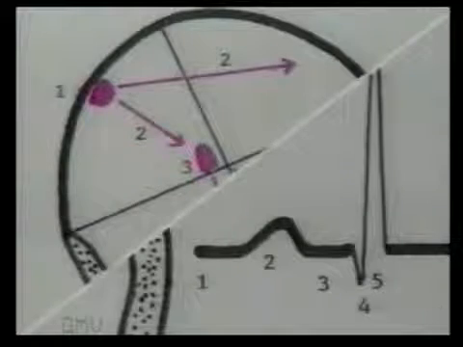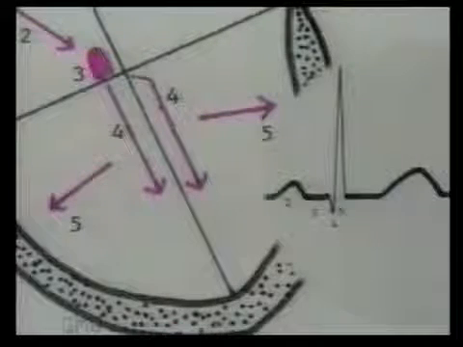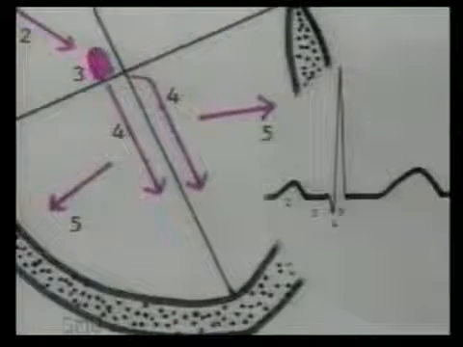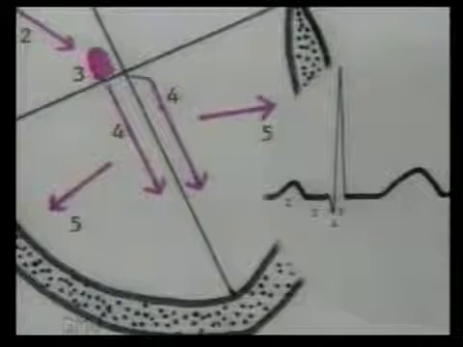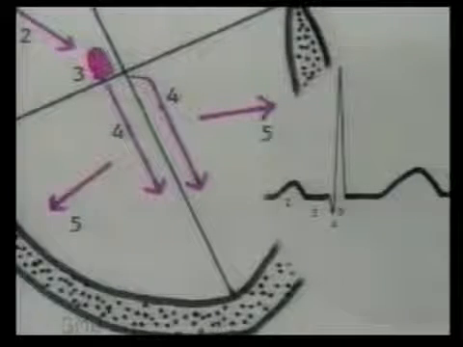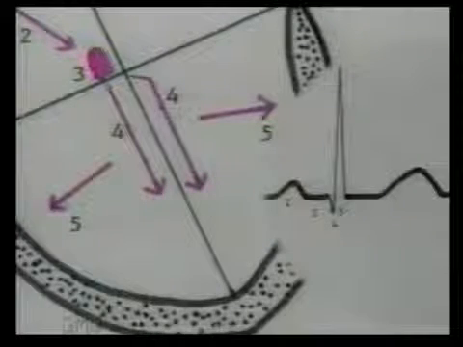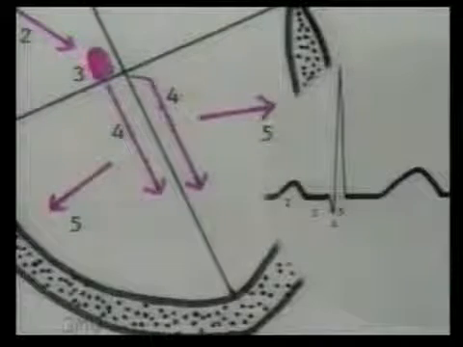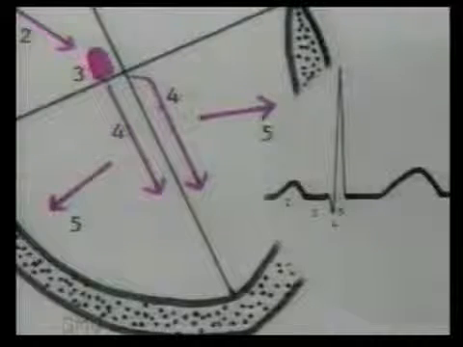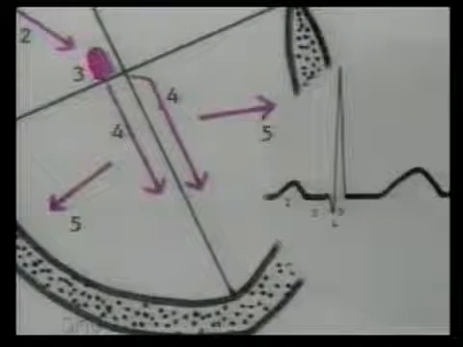Now, as the impulse spreads throughout the ventricles within about 0.1 second, the septum gets depolarized first, then the left and right ventricular walls almost simultaneously, but a little earlier on the left side. This activity is recorded as the QRS complex.